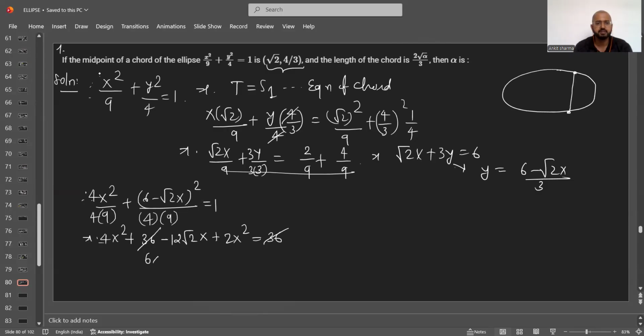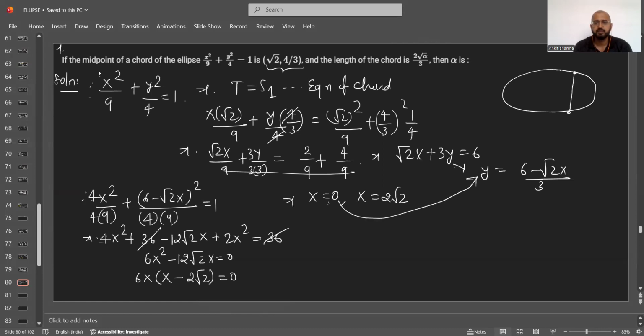4 plus 2 will give me 6x square minus 12 root 2x is equal to 0. We can take 6x common, so I'm left with x minus 2 root 2 is equal to 0. From here, I get x is equal to 0 once and x is equal to 2 root 2. So when x is 0, my y is equal to 2. And when my x is equal to 2 root 2, my y becomes, plugging in here, 6 minus root 2 into 2 root 2, over 3. So this will become 6 minus 4, that is 2 by 3.